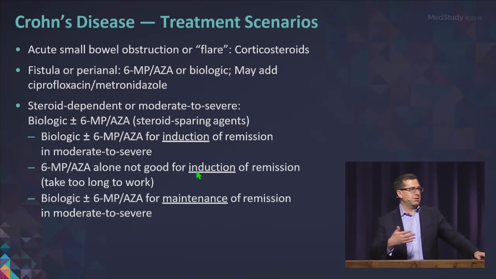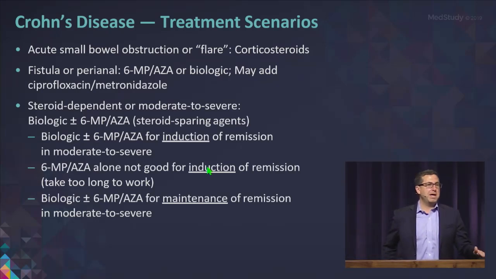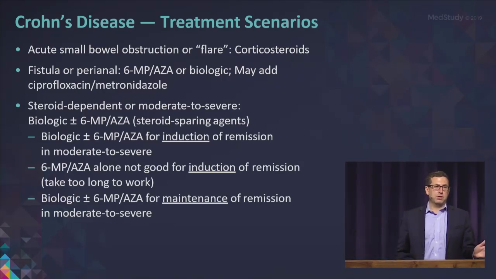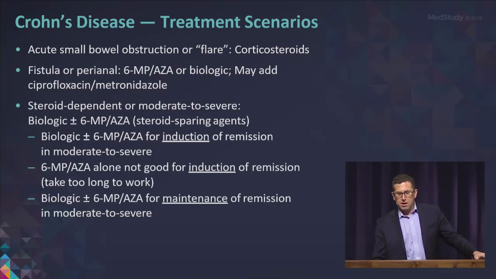So induction means the patient has acute symptoms and you want to get those under control, and maintenance is you have a patient that you want to maintain on a long-term safe medicine. So for induction of remission, you would generally start with a biologic plus minus 6-MP azathioprine. 6-MP azathioprine alone is not good for induction of remission, and the reason for that is it takes weeks to months for those drugs to kick in. So that is not going to work. 6-MP azathioprine are more for long-term treatment, not in the acute setting. For maintenance of remission, you'll have a patient on a biologic, possibly with 6-MP azathioprine as well.